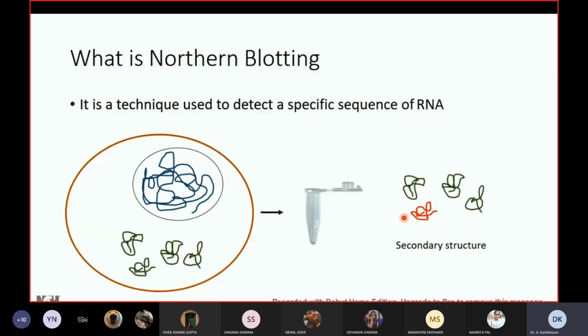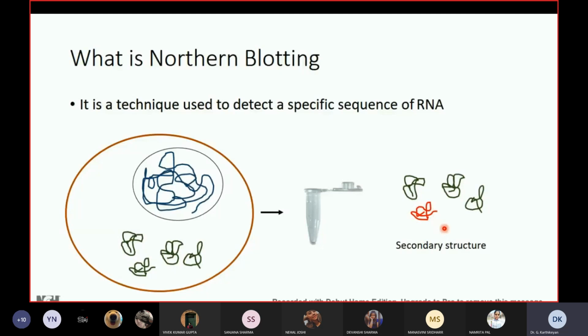First of all, you should know that RNA sequences always exist in a secondary structure. So RNAs are always in a secondary structure. And if I design a probe which is complementary to this sequence, and I apply the probe directly on the membrane, the probe cannot bind to this sequence because this sequence is in a secondary structure.